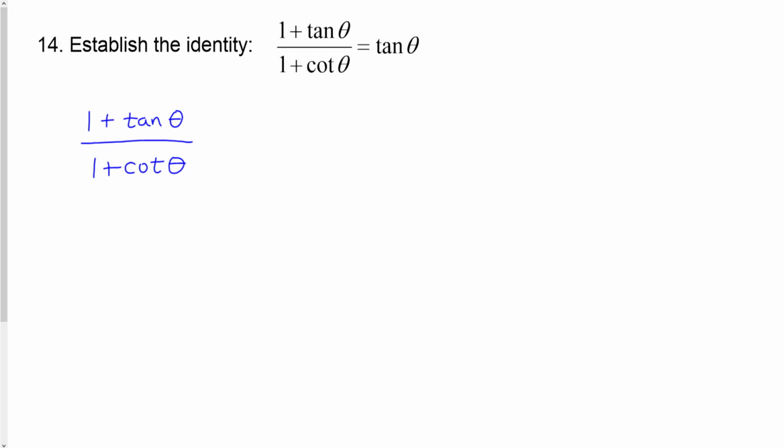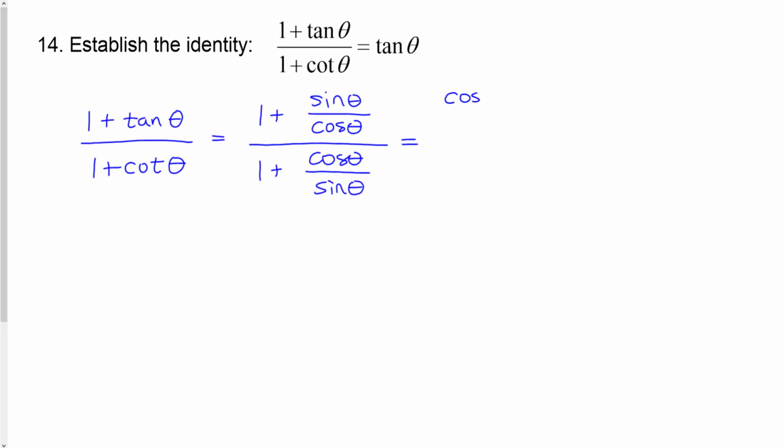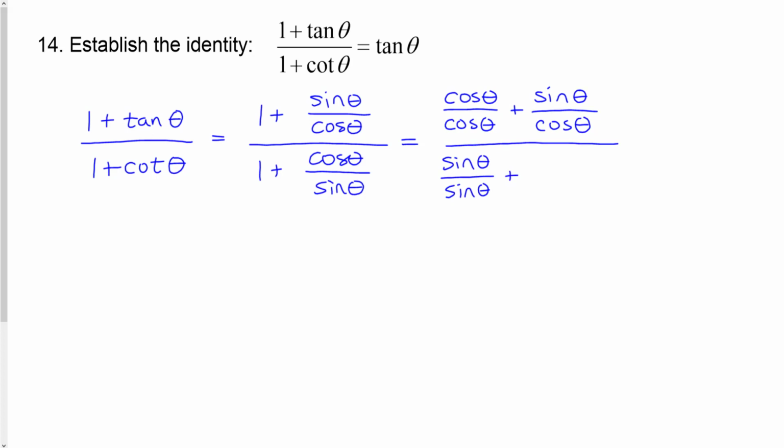Okay, one great method is to just write everything in terms of sine and cosine. So for instance, I know that tangent is sine over cosine, and cotangent is cosine over sine. It doesn't look like much can be done, but it gives me fractions in the numerator and the denominator that can be combined. But I'd need to have common denominators. So this 1, I'm going to rewrite as cosine theta over itself. And in the denominator, I'm going to rewrite the 1 as sine theta over itself, just so I get a common denominator.